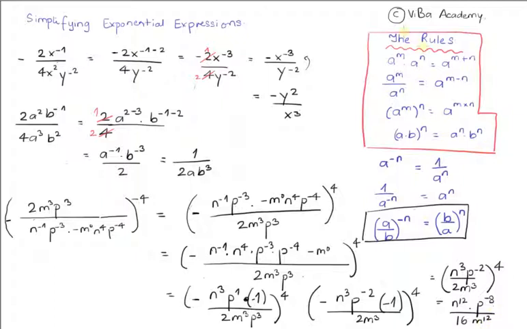How did I get that? By applying this rule. I had an existing exponent and I was raising it to another exponent, right? Which is how I ended up with this.